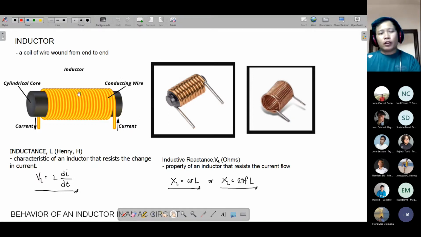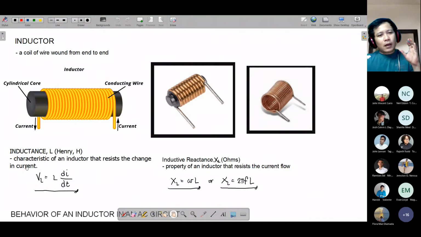Now, your inductor has a characteristic called inductance. It is represented by the variable L, okay, which has a unit called Henry, and the unit Henry is represented by the variable H. Now, the inductance is the characteristic of an inductor that resists the change in current.